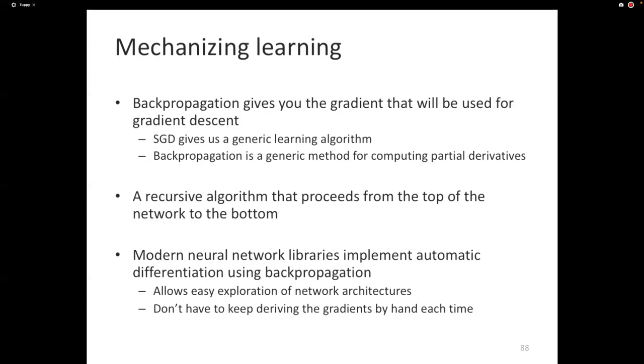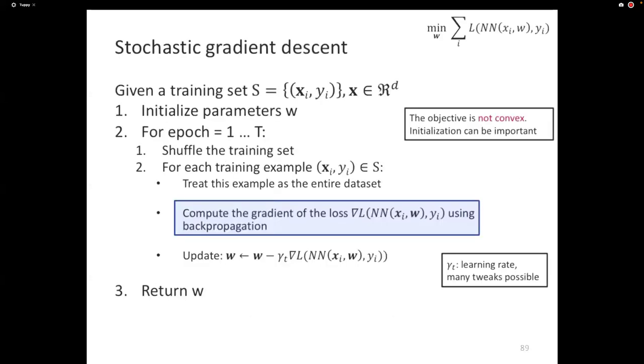All modern neural network libraries are essentially auto-diff engines. They compute gradients using backpropagation, or maybe using other gradient computation methods like the forward mode differentiation that I mentioned. Everything that I described fits inside the box there. You compute the gradient using backpropagation, and then you apply a gradient step.